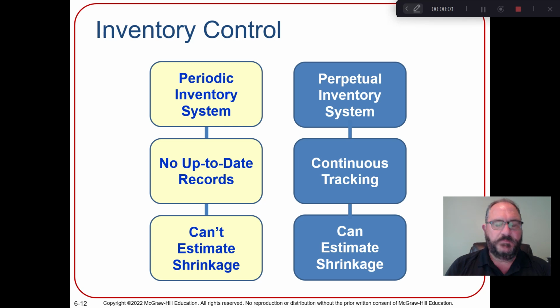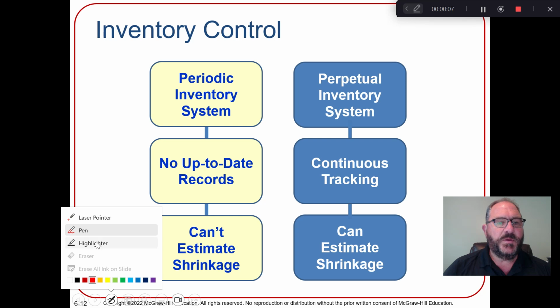All right, folks, part 2 from chapter 6. So here we're taking a look at some items from periodic and perpetual inventory system.